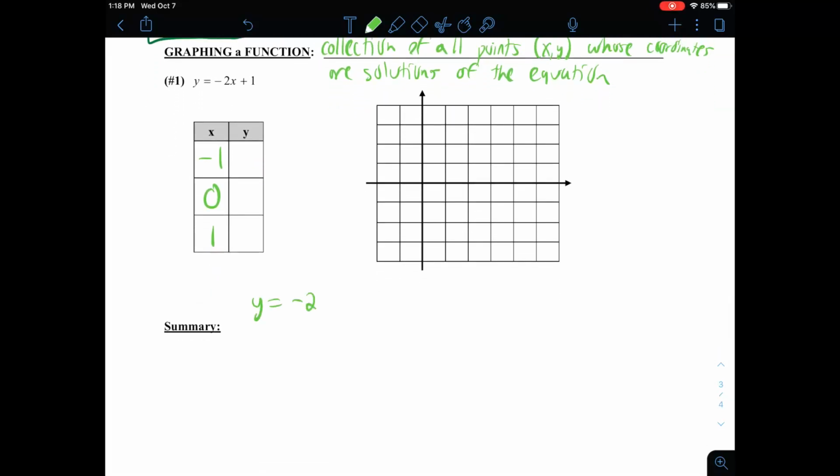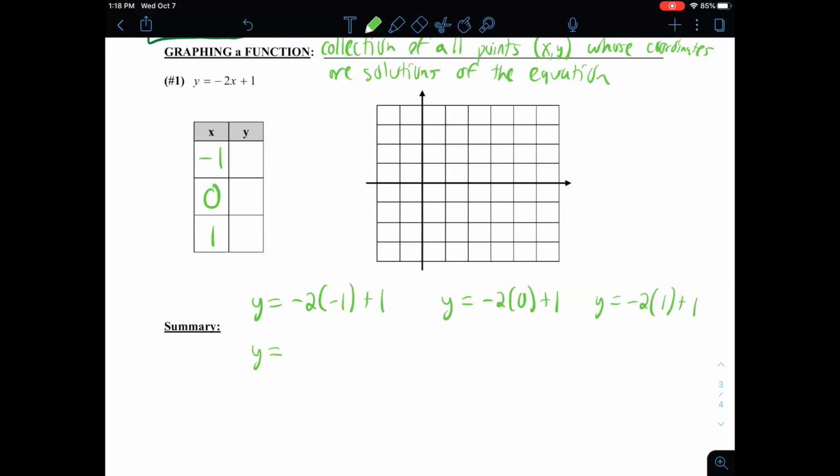So we're going to do y equals, we're going to plug in -1 in for x, we're going to plug in 0 in for x, we're going to plug in y equals 1 in for x. Okay, so I'm taking these values, I'm plugging them in for x right here, and right here. That's the second one, and here's the third one. Okay, so let's solve this now.